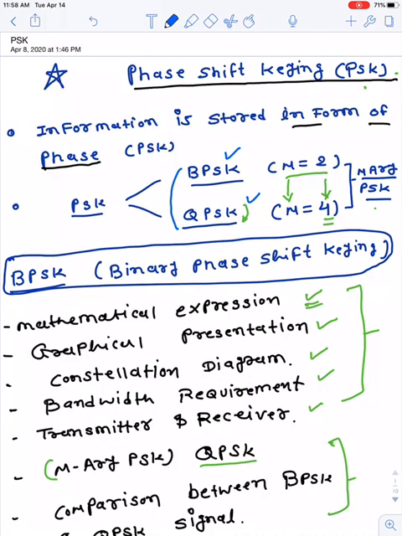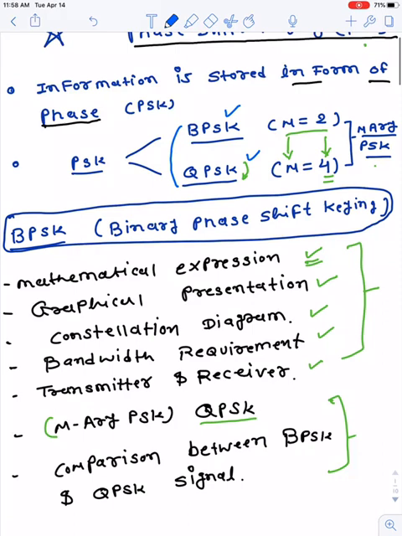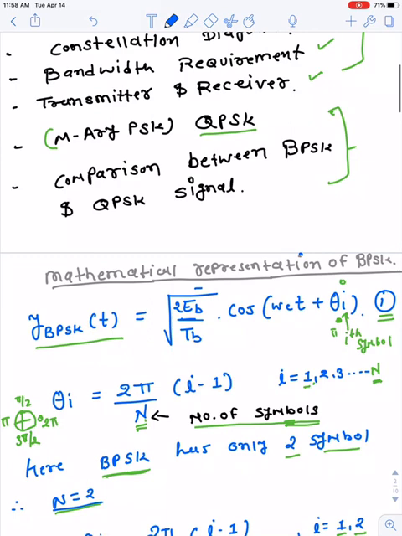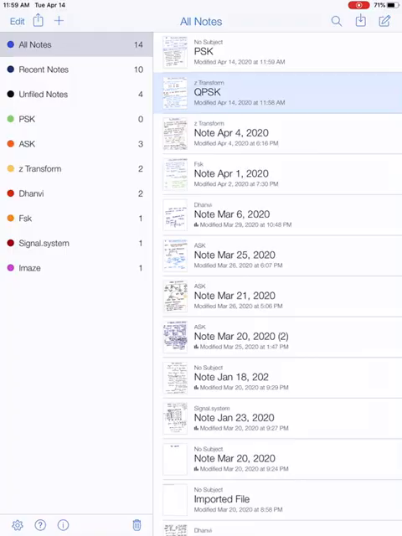We have gone through the various properties of BPSK, like the mathematical expression, the graphical presentation, the constellation diagram, the bandwidth requirement, and the transmitter and receiver structure. Today we will also compare the BPSK scheme with the QPSK scheme. Most of today's lecture is about the QPSK scheme.